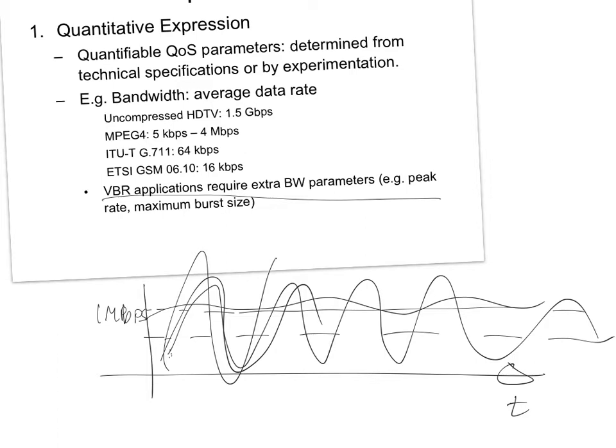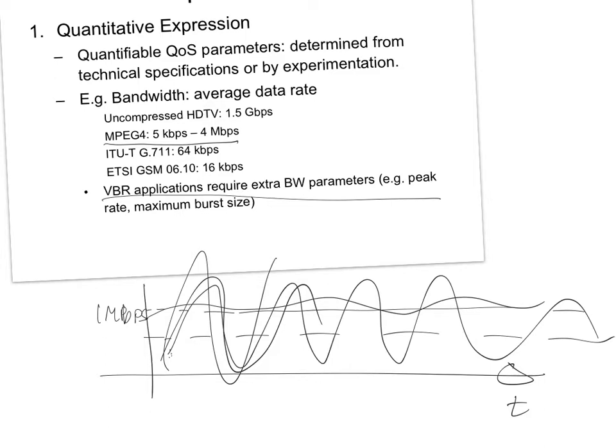So that's why you say that for MPEG-4, we need a bandwidth from 5 kilobits per second all the way to 4 megabits per second. You see the gap? The gap is really huge, because MPEG-4 is the format of the compressed video, right? So the format of the compressed video can give you bandwidth of 4 or 5 kilobits per second all the way to 4 megabits per second. So the gap is huge.